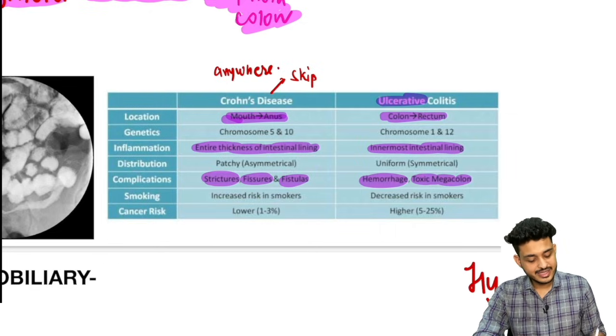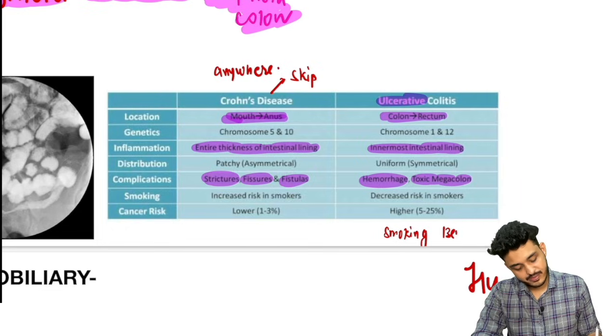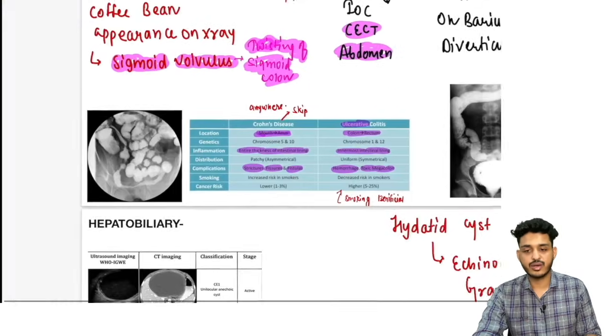This is the only disease where smoking is going to be beneficial. Smoking is beneficial only in one disease. This is going to be ulcerative colitis.